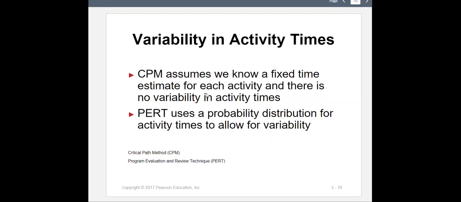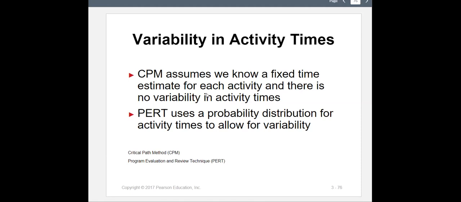Next is variability in activity times. Not all methods consider variability in activity times. CPM, as we said earlier, is the critical path method. It assumes we know a fixed time estimate for each activity and there is no variability in activity times. Of course, that's less realistic. And using those calculations, when you are completing your project, your team and yourself are under higher pressure to make sure that everything is done perfectly.